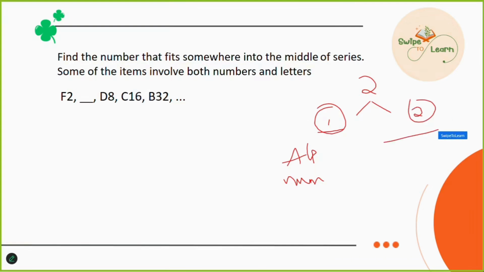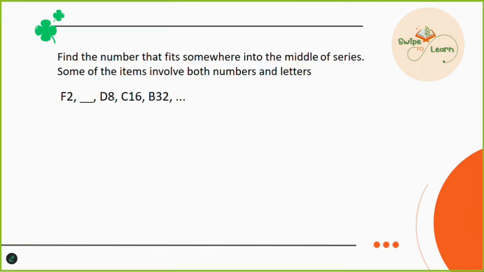And the second one might be a number following a specific difference. So there might be a difference for the numbers in the given question. So let's see some examples to identify this. Okay, the series is F2, missing term, D8, C16, D32.